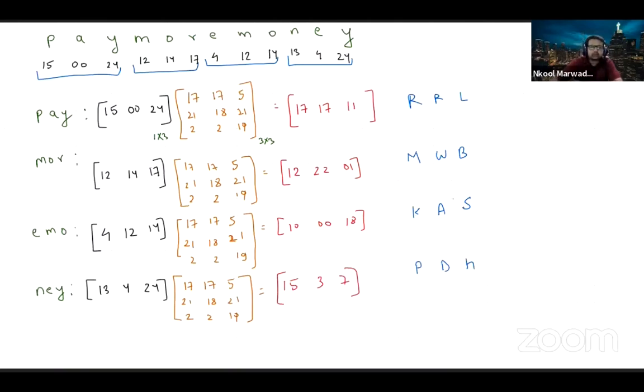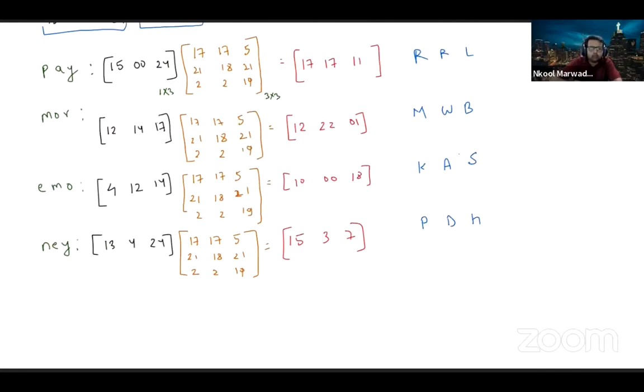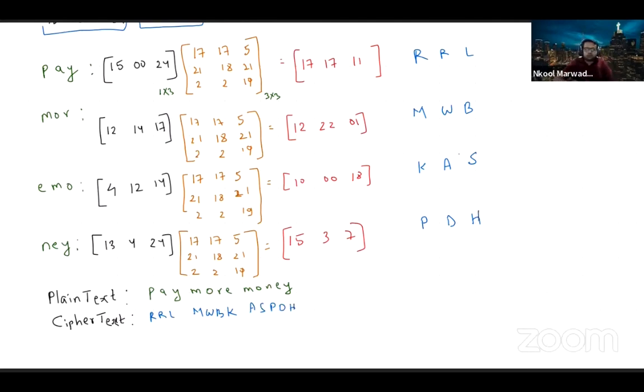So we got it. Finally, we can say that if the plain text is pay more money, we have the corresponding cipher text. For every letter in the plain text, we have a cipher text letter. That is RRL, MWB, ASPDH. So this is the answer. This is how, using the Hill cipher, we were able to do the encryption.